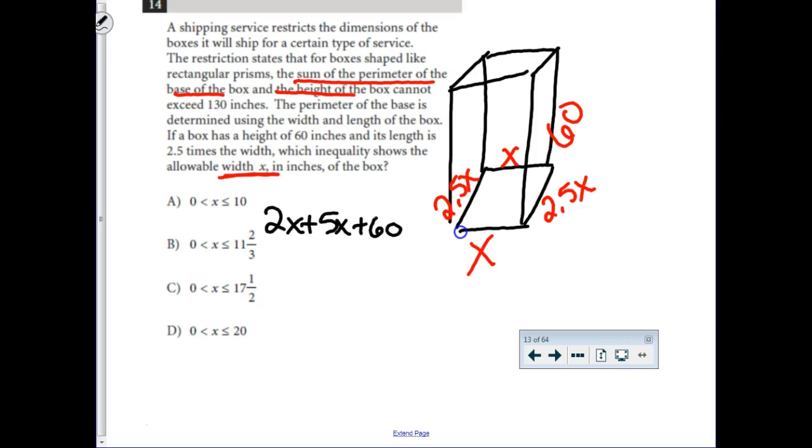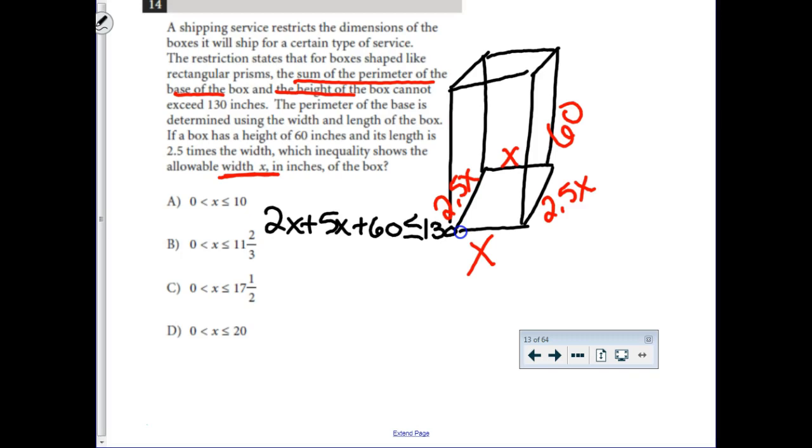Cannot exceed. All right, friends with my inequalities, if I cannot exceed 130, what inequality is that? Less than or equal to. No, you're in business because they didn't really tell you much of anything here. That's all less than or equal to 130. Keep going, guys. Mine doesn't look like this. That's okay. We'll talk about it in a minute.